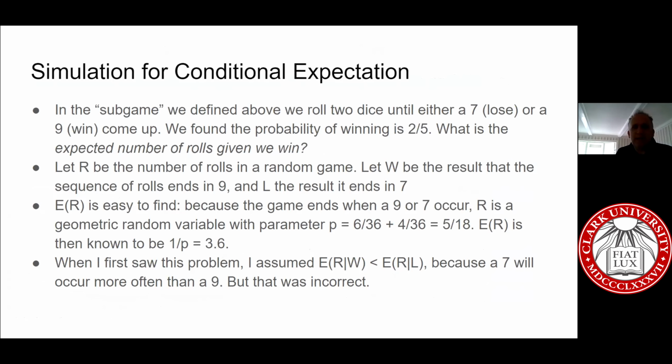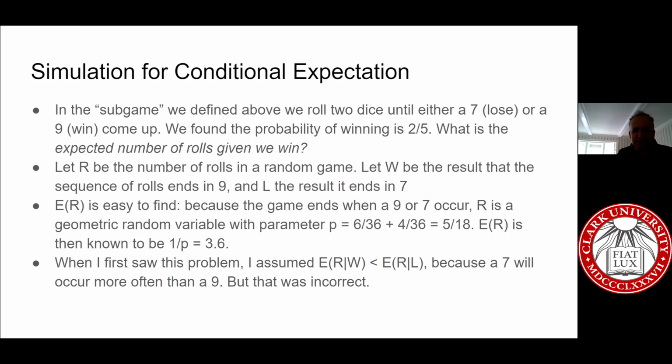So let's let R be the number of rolls in a random game and let W be the event we win, so it ends in a 9 rather than a 7. L is the event we lose. It ends in a 7 rather than a 9. E of R is easy to find because it's just the event the game ends in a 9 or a 7. I have no problem with this one at all. R is a geometric random variable with probability 10 over 36. So the expected value is the reciprocal of that. It's 3.6. But when I first saw the problem on the conditional ones, I didn't understand it.